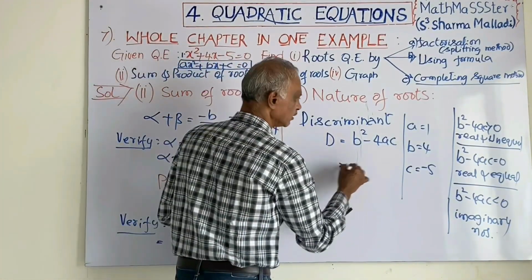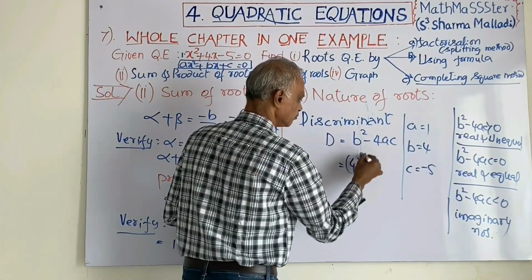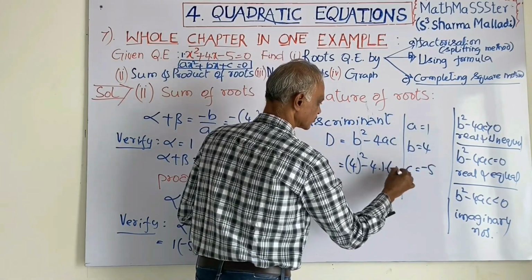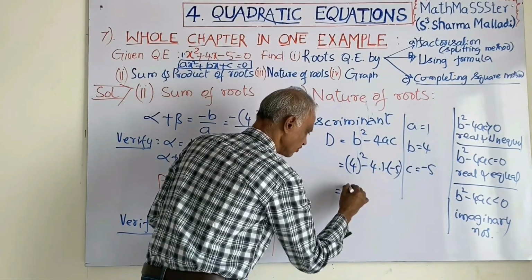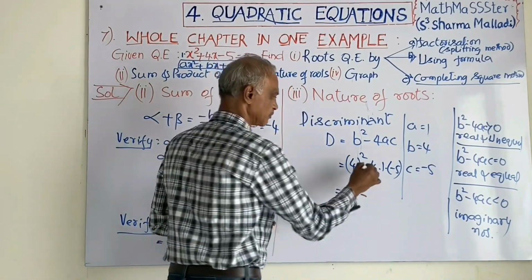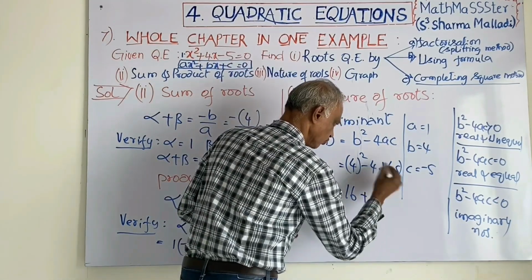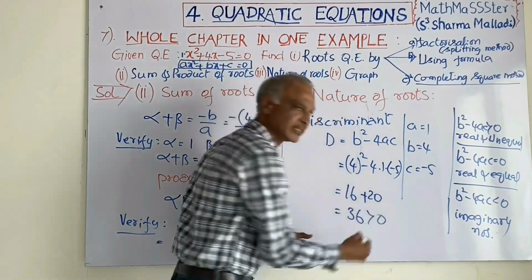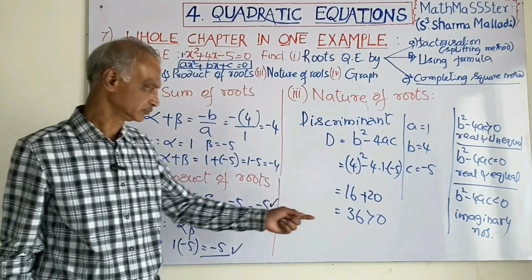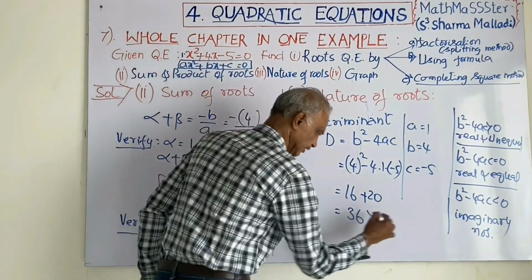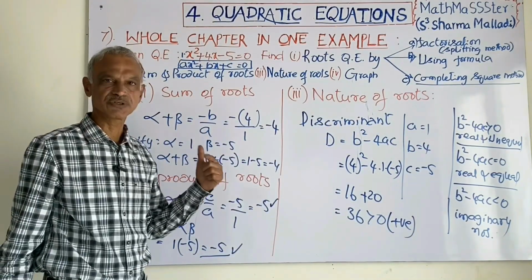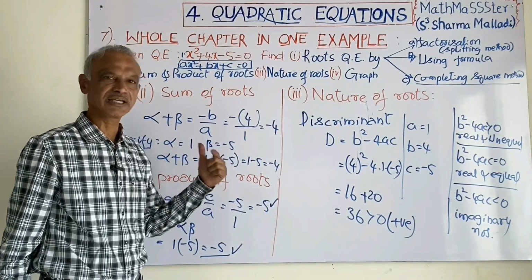Now you find b square minus 4ac. What is b here? 4 whole square minus 4 into what is a? 1. What is c? Minus 5. Now 4 square means 16, minus into minus plus 4 5s are 20. You got 36. 36 is greater than 0. It's a positive value. 36 is positive. Means if b square minus 4ac is greater than 0, the roots are real and unequal.